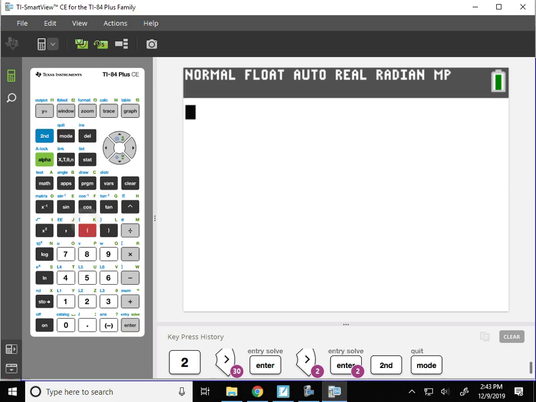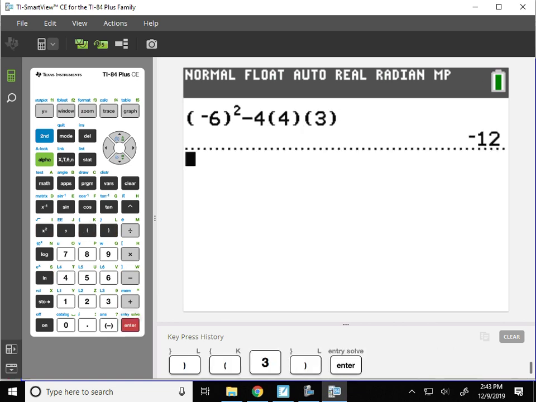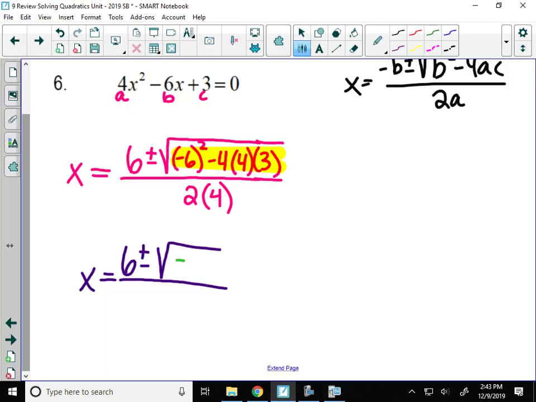So you're going to take negative 6 in parentheses squared minus 4 times 4 times 3. And you get negative 12. So put negative 12 here, and then over 2 times 4 is 8. Now you should look at that and say, okay, I have to simplify the square root of negative 12. On this problem, yes, the 6 over 8, both are even, and you can simplify them, but don't do it yet. You have to simplify this square root before going on.